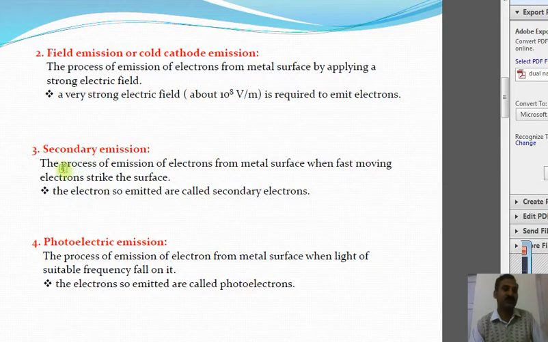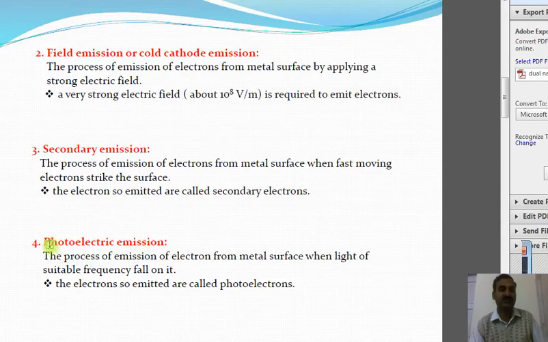Then the third method of emission of electron is called secondary emission. Again, as the name suggests, secondary emission. In this process, fast moving electrons, which are also called primary electrons, are made to bombard the metal surface, made to strike the metal surface, due to which they transfer their energy to the electrons which are on the metal surface, and they get ejected. So this process is called secondary emission. In this process, the electrons emitted are called secondary electrons.